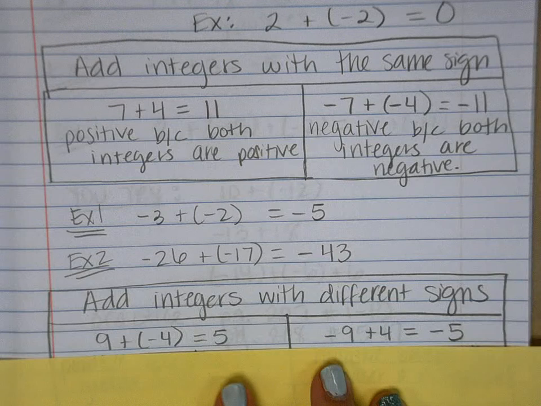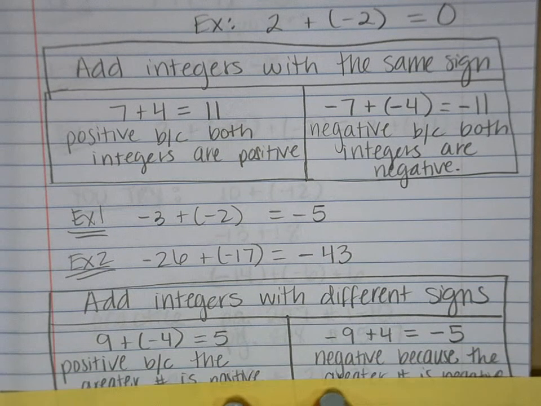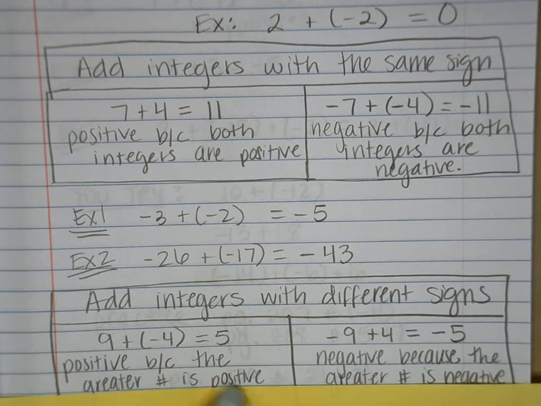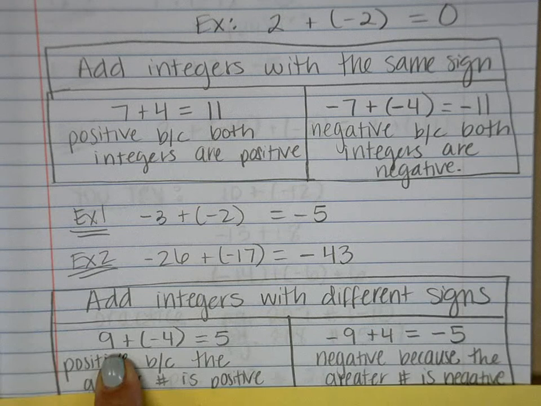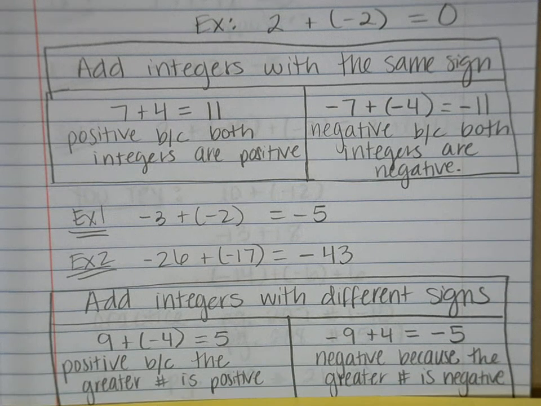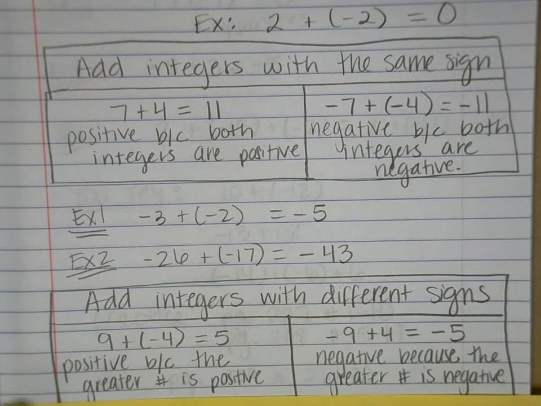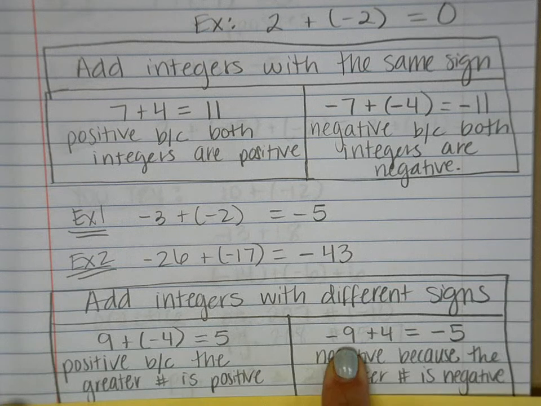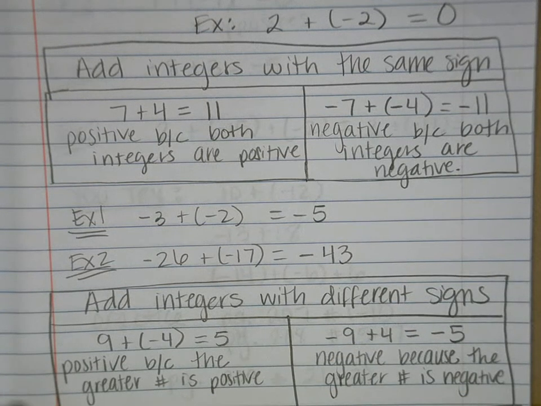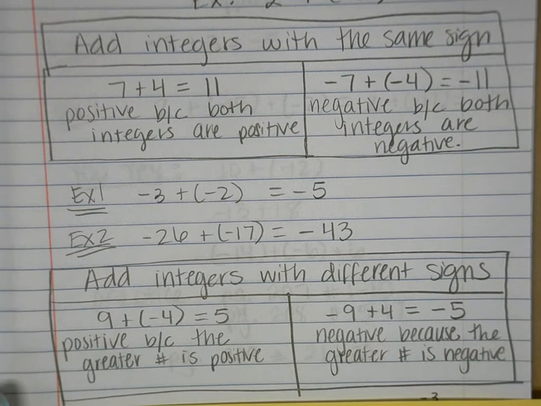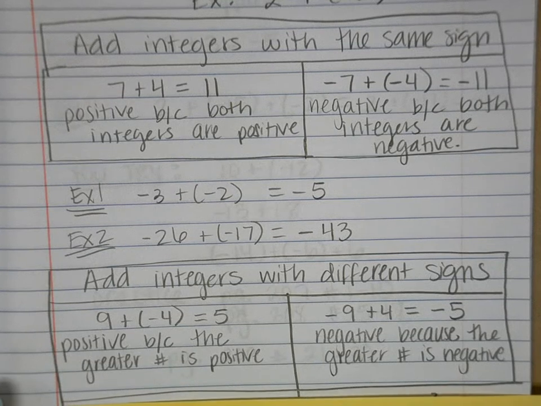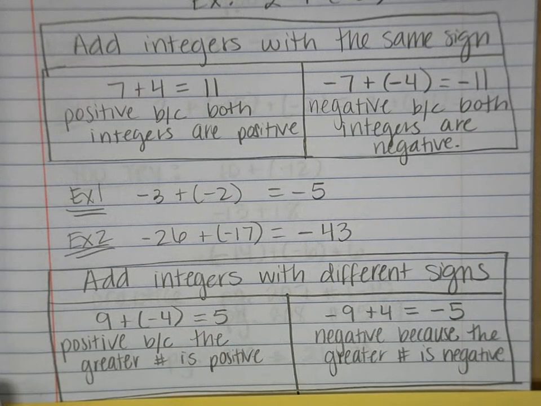On the left side, we get 5 because it's positive because the greater number is positive. See, 9 is the greater number. And on the right, we get negative 5 because the greater number is negative. The negative 9 is the greater number. That's what you guys said in your inquiry, that the sign goes with the bigger number. That's our rule. So with different signs, the sign goes with the bigger number.